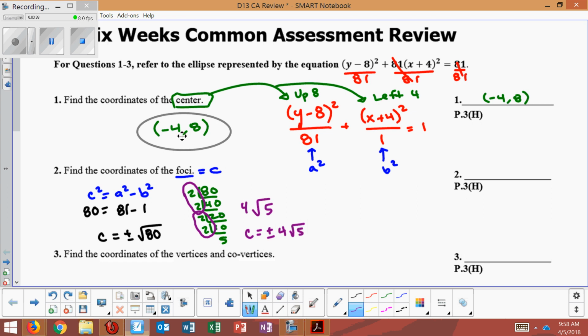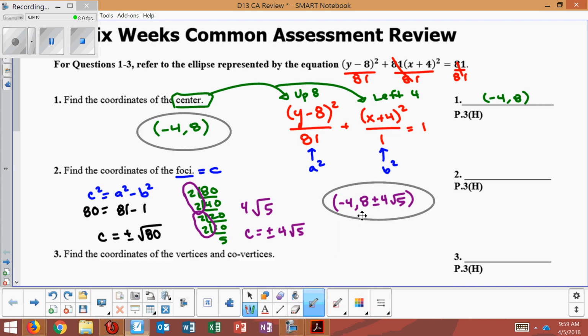And that would go from my center. Now, we need to know if it's up or down. Since the y has the bigger number, the a, the foci are going up and down. So from the center, I need to go up and down, which means it would be with the y value. Since the bigger number is with y, I'm going to add the c and subtract it from my y. So my x would not change, but I would have 8 plus or minus 4 square roots of 5 for my foci. This would be the exact location of them. When I say exact, I mean exact. There's no rounding there. That's exactly where that foci would be located.